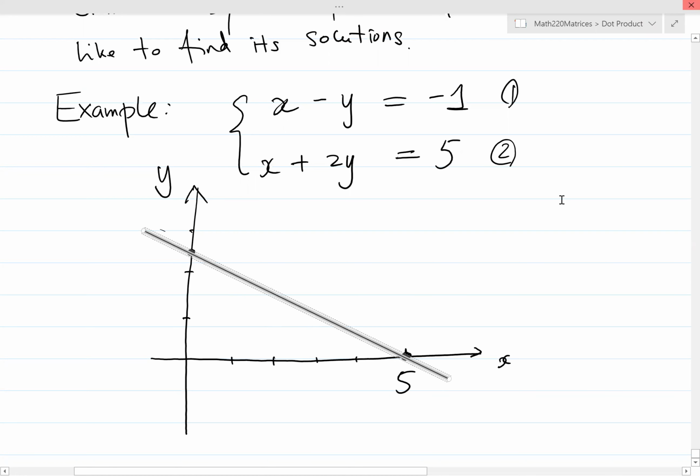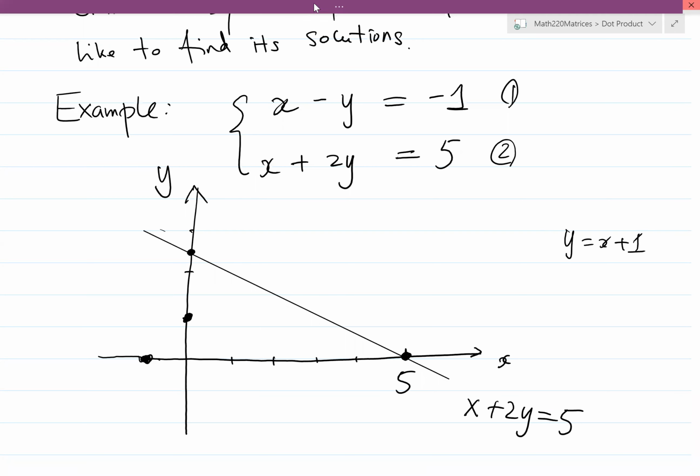Okay, so we get a line. This line, we can find its equation: x plus 2y is 5. And then we have another line, which if you write it as y equals x plus 1, you can find it passes through the points (0, 1) and (-1, 0).